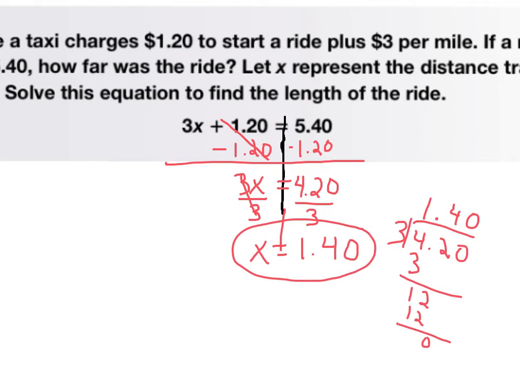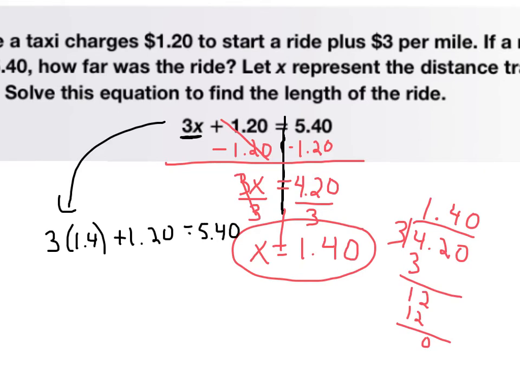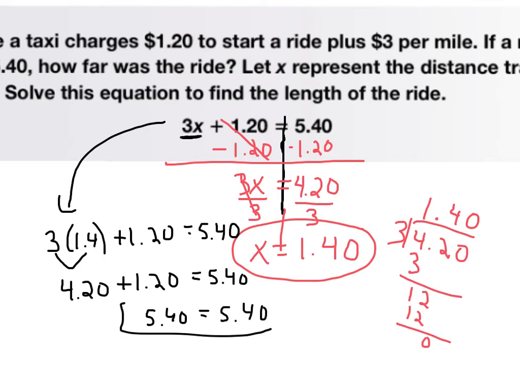You can always check this by plugging the number back into the original equation. So let's do that. If I take the 3, I'm plugging back in, and I take the x, which I found was 1.4, and then I add 120. If I do that, I should get 540. So you can use a calculator to check. If you multiply this, you should get 4.20. And if I add that to 120, does that give me 540? And if you use your calculator or do it by hand, then you do get 540. And that is a way to check if you're ever unsure of your answer.